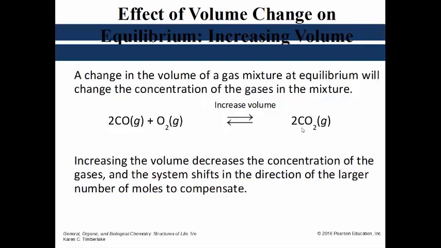Now for the opposite of that, if you increase the volume of gases in an equilibrium reaction like this, you will decrease the concentration of the overall gases. So therefore, the system will shift toward the direction of the larger number of moles to compensate. Still have the same reaction, 2 and 1, so 3 moles over here and 2 over here. So if you increase volume, you will cause the concentration to go down, and therefore it will be shifted toward the direction of the larger number of moles, which would be over here toward the reactant.